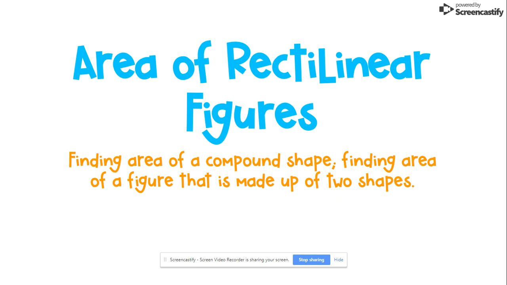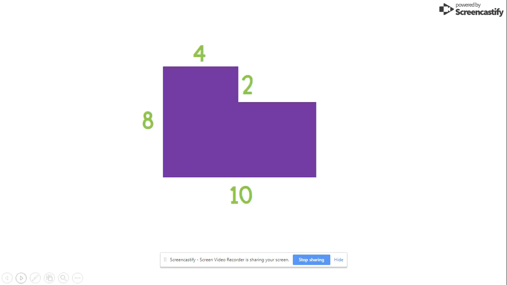Rectilinear figures. A rectilinear figure is a compound shape or two shapes that have been combined together. In this example, we have rectangles that have been squished to form one shape. And I want to find the area of the entire thing, so I'm going to use the distributive property to help me break it into two smaller pieces.